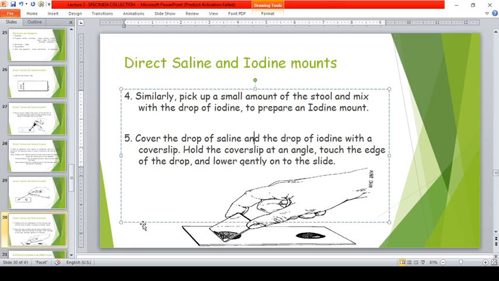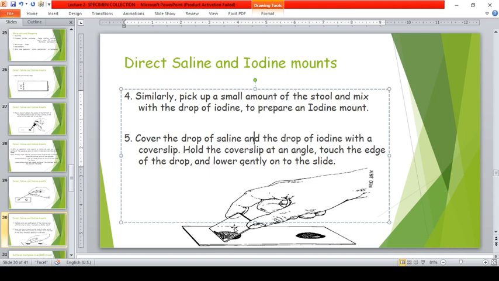So guys, question. What objective will you use to identify or to search for parasites in a stool sample? Since ginamitan naman na siya ng cover slip. Anong gagamitin nyo guys?